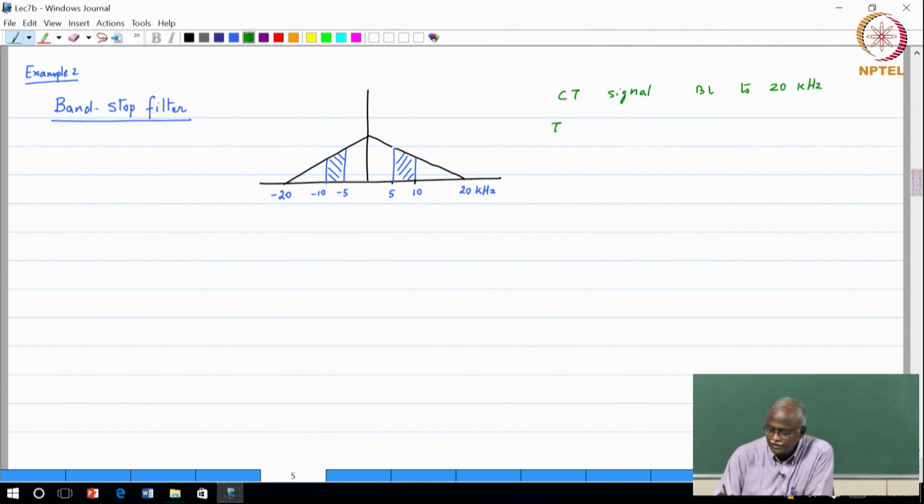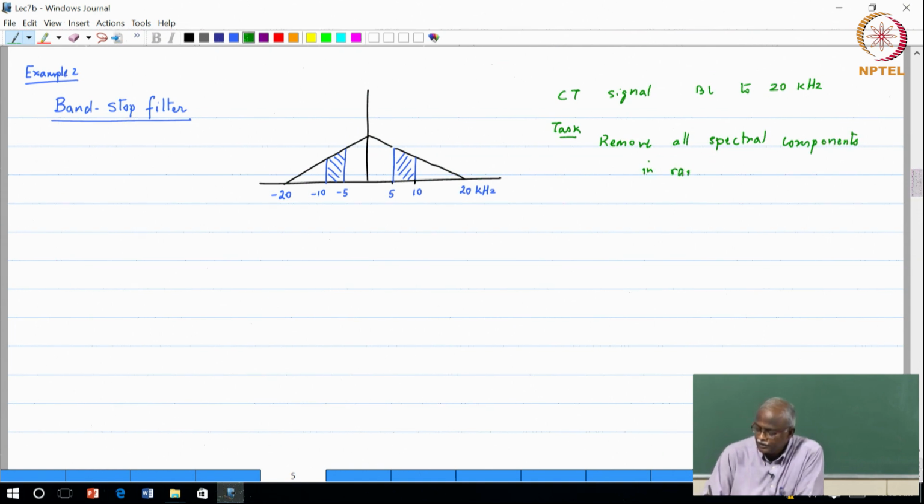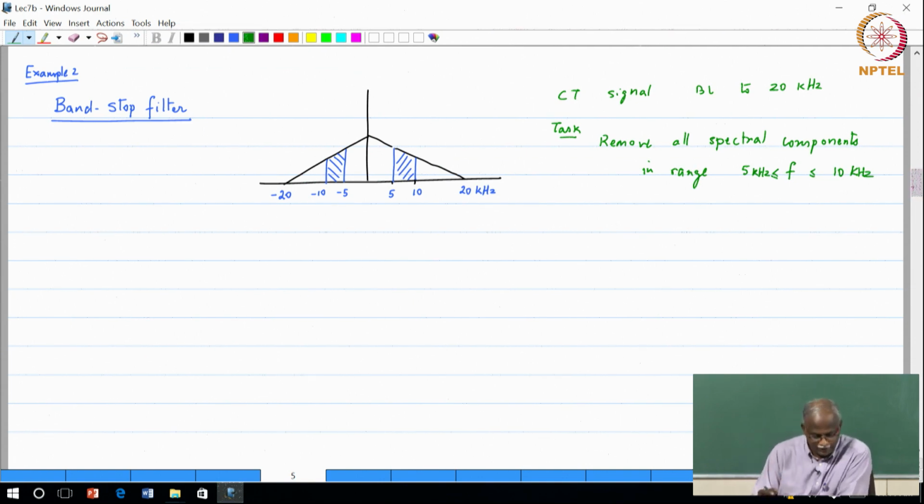So, the task is as follows: remove all spectral components in the range of f greater than or equal to 5 kilohertz to 10 kilohertz, which is what we have shaded in blue to show that that is the portion that we want to remove. And of course, we would like to use a discrete time filter to satisfy that. So, here is the sampling rate, decided to do it exactly at Nyquist just for illustration, 40 kilohertz. Okay. So, now I need to design a digital filter that will satisfy the corresponding conditions.